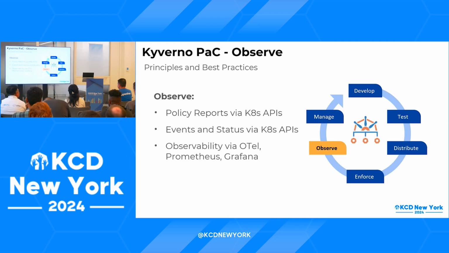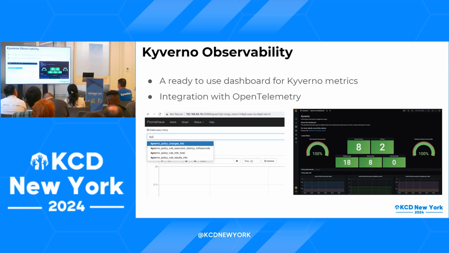Kyverno also provides different metrics for viewing admission review latency, policy execution latency, and all of that. These can be easily integrated into your Prometheus and Grafana, and you can visualize all those metrics in Grafana. You can also easily integrate this with OpenTelemetry as well. The screenshot shows the different policies and different metrics here.